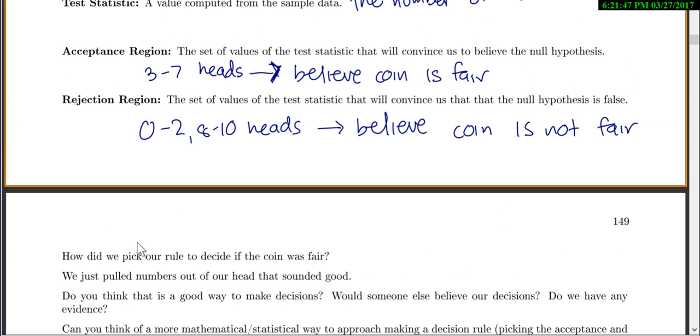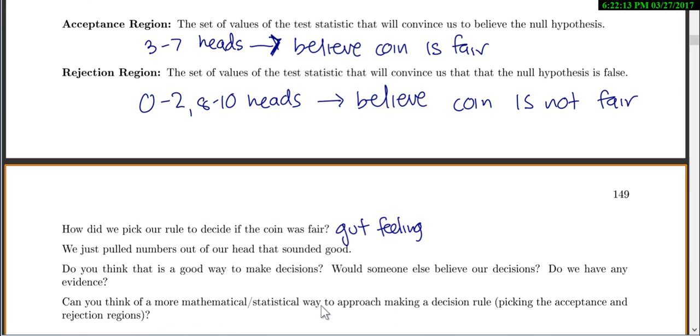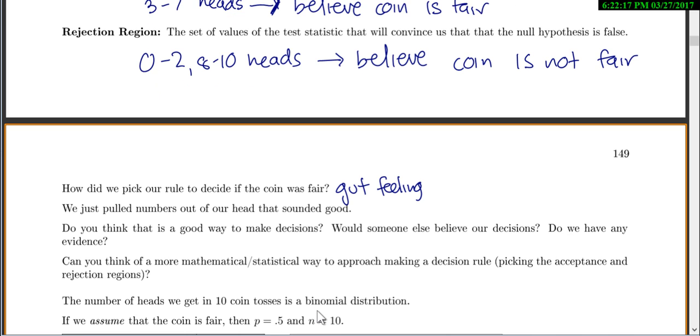Now, kind of going back, let's look at our logic again. So how did we pick our rule to decide if the coin was fair? So once again, this was just kind of our gut feeling, or we just pulled some numbers out of our head that sounded good. And this probably isn't the best way to make decisions, and another scientist might not necessarily want to believe our decisions. We're going to want to think of some mathematical or statistical way to approach making our decision rules, or picking the acceptance and rejection regions, so that other people will believe that we have some strong evidence.